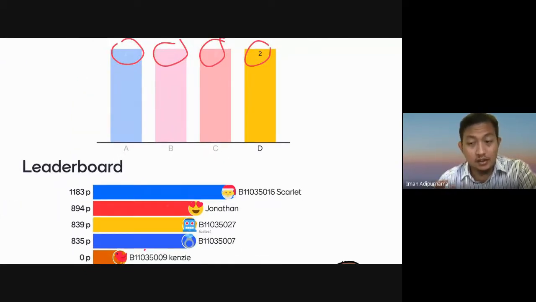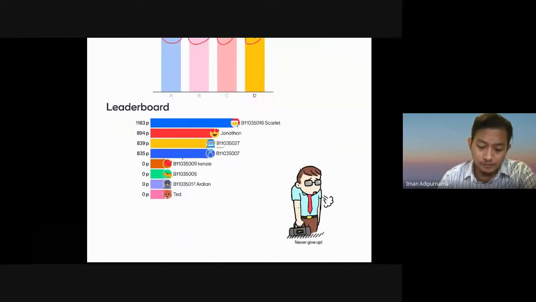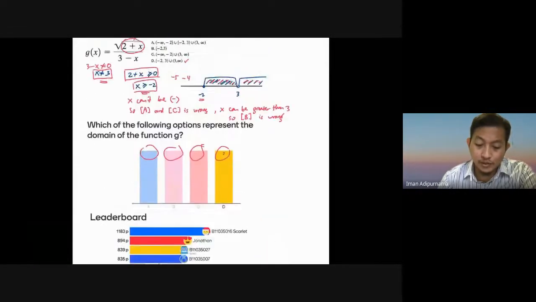Because all the domain and range problems you will still have in calculus. So you need to understand the problem at the basic level of math. If not, then it will be very hard for you to move forward. Okay. So I hope you understand this.